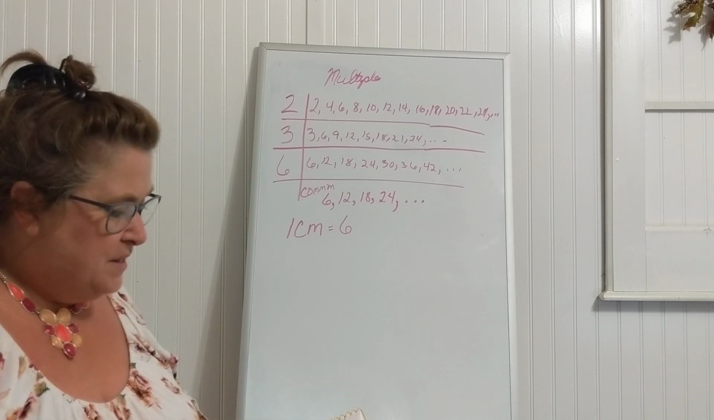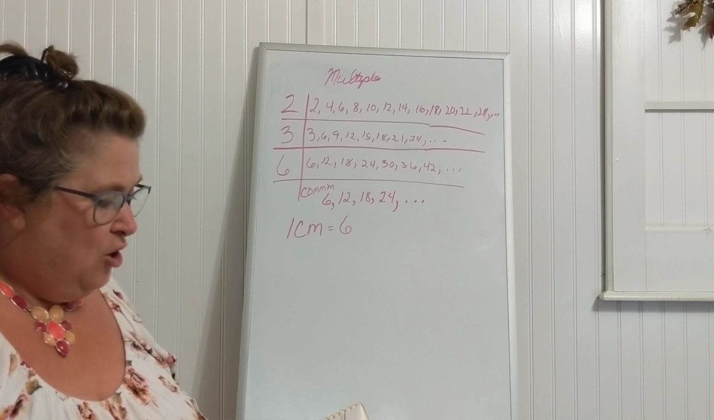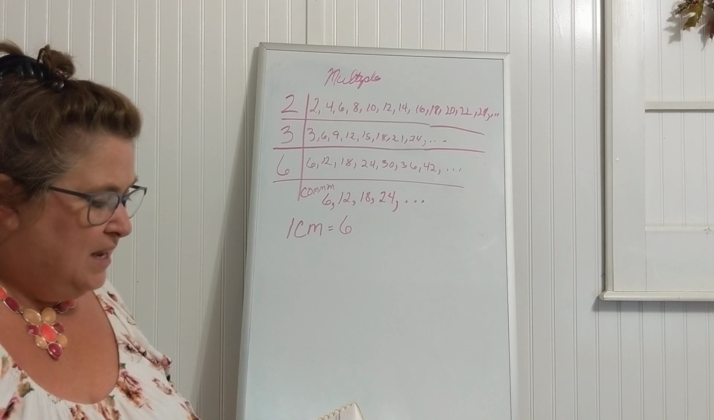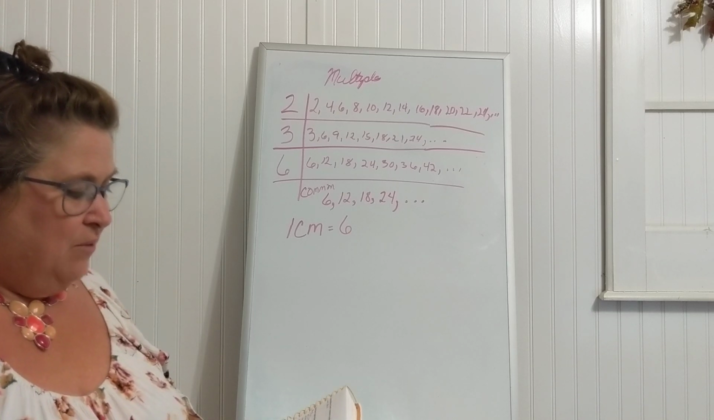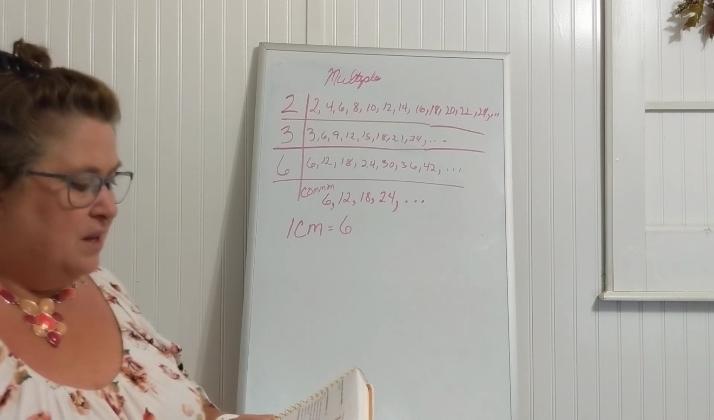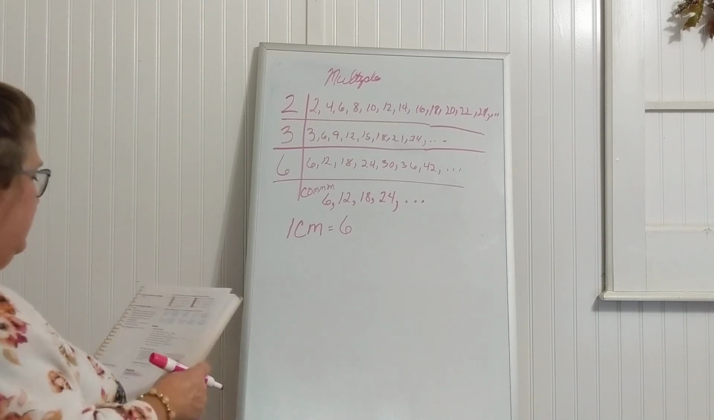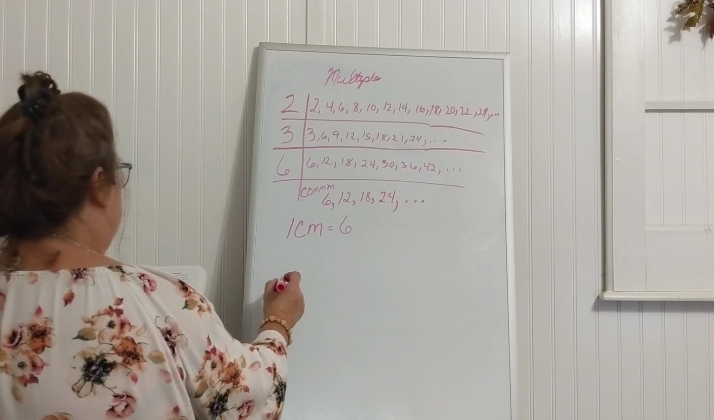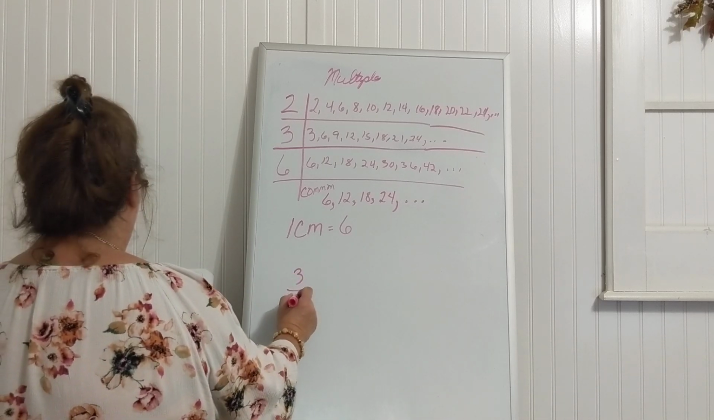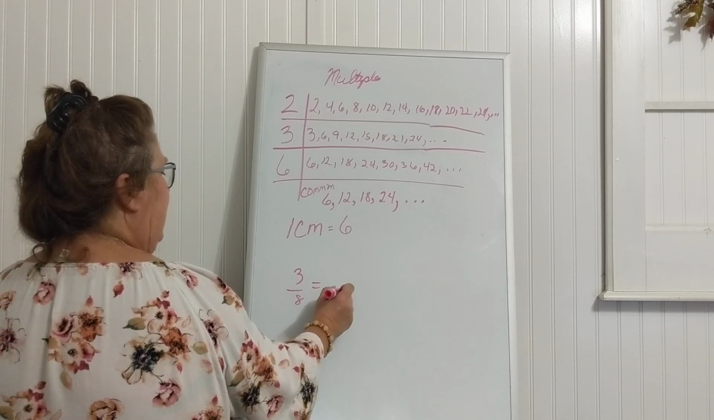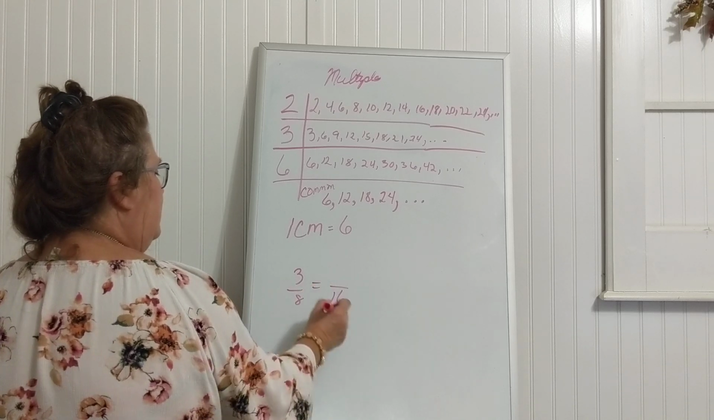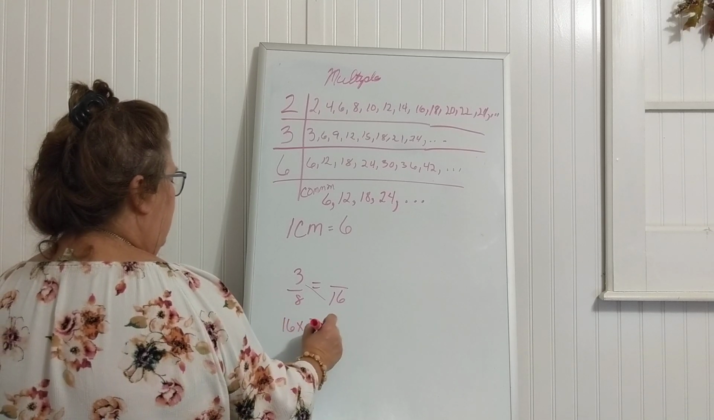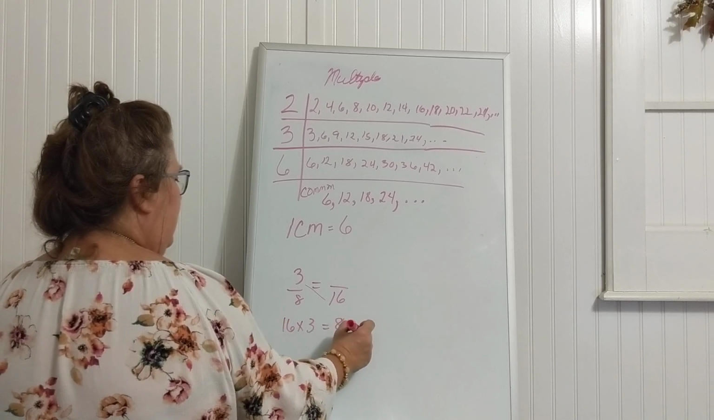So you have 3/8 equals blank over 16. So you will write 3 times 16 equals, whatever 3 times 16 equals, you're going to have to find, let's just do it. 3/8 equals blank 16ths. So we're going to multiply, cross multiply. 16 times 3 equals 8 times what?